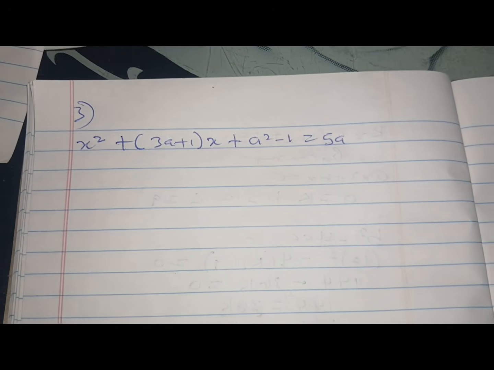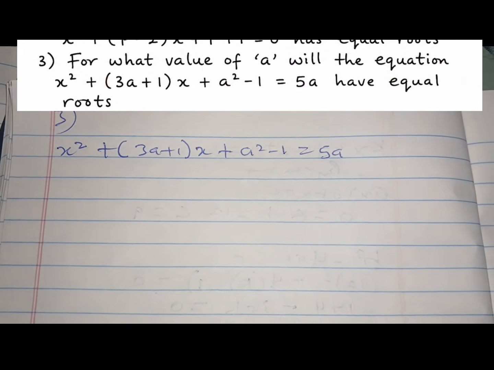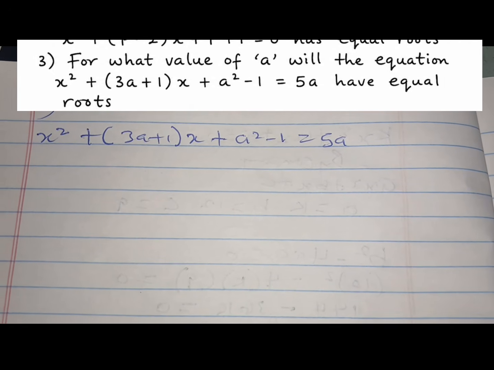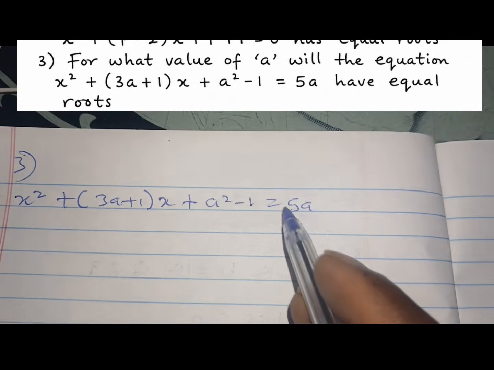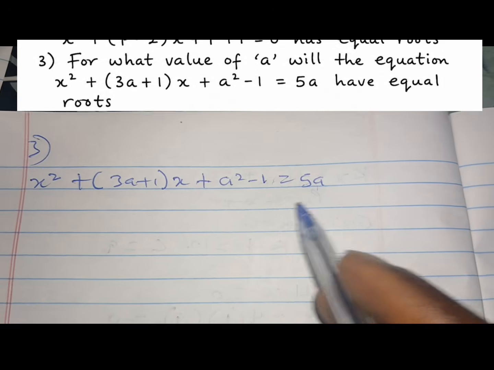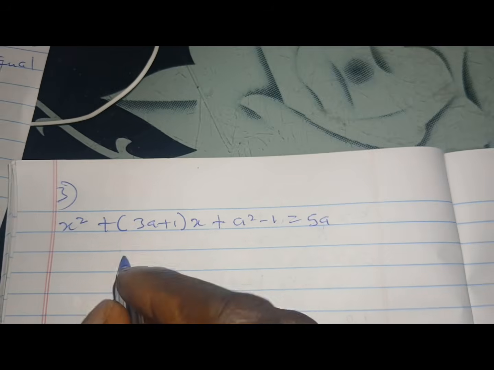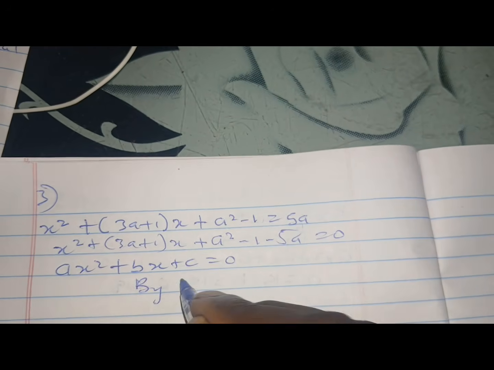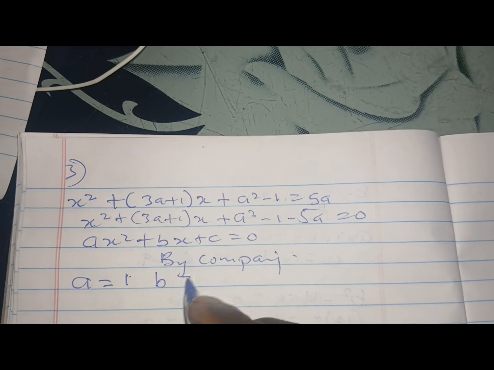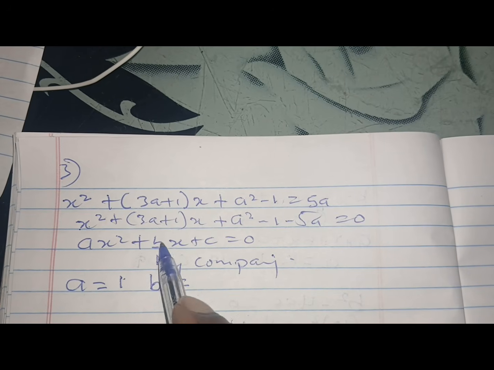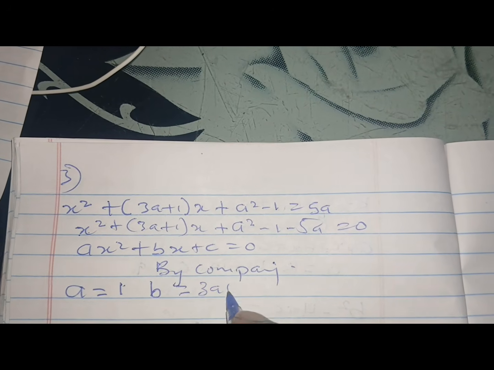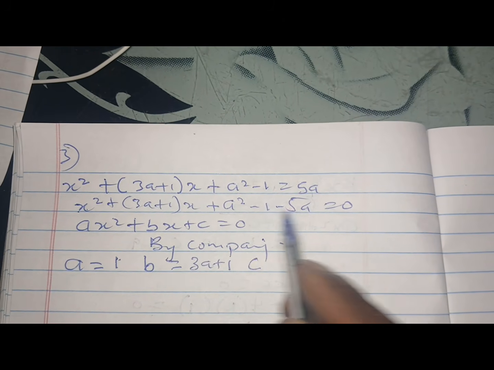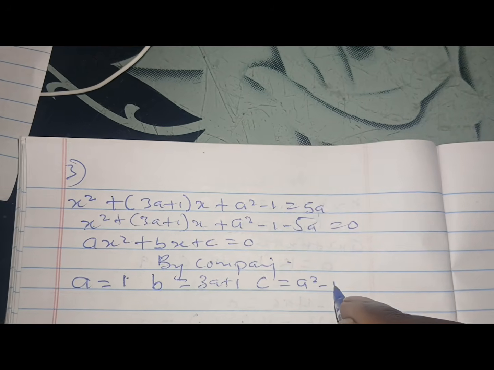And 3, we want to find the value of a for which this equation has equal roots. Now first of all, for us to get an equal root, the discriminant of this equation should be equal to 0. Let's bring this one here in order to compare with the general quadratic equation. So we can rewrite this as b. Now b is the x term. So what is in front of the x? The coefficient of x is the entire thing, 3a plus 1. C. Now c is the constant term, and everything here is the constant term. So a squared minus 1 minus 5a.